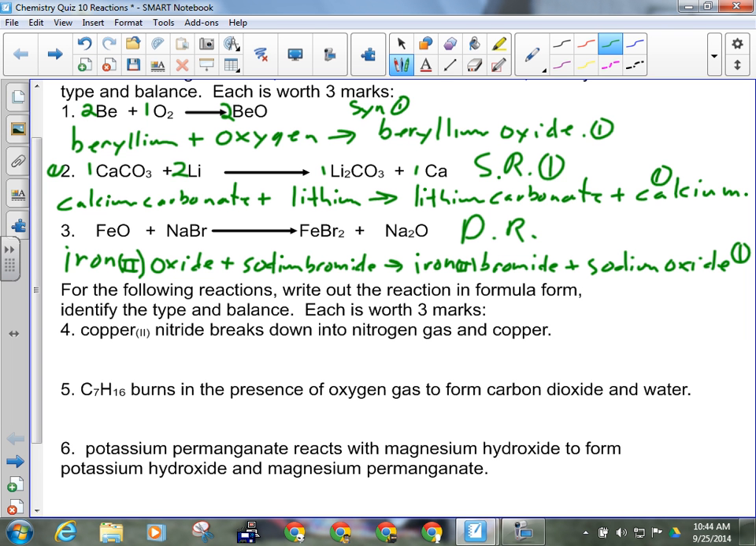Okay, then we got to balance. I could start with either sodium or bromine. It won't matter which because the end result is me putting a 2 here and then stopping because that's the end of it. So 1, 2, 1, 1, or blank 2, blank, blank, is fine for 3 marks there. Questions on number 3?